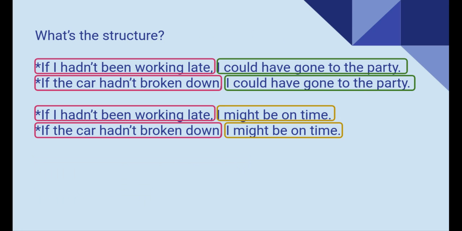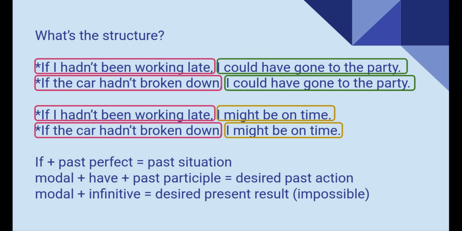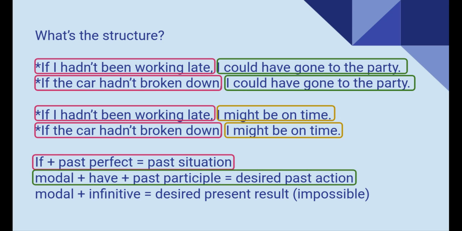Now, let's take a look at the structures. Like I mentioned before, if plus past perfect or could have plus past participle refers to a past situation. Modal plus have plus past participle is a desired past action. Some examples could be could, would, might, should, plus have plus past participle. Modal plus infinitive without to refers to a desired present result that is impossible. Might be on time in this case.